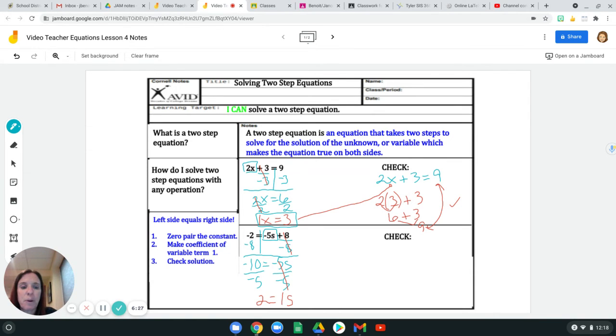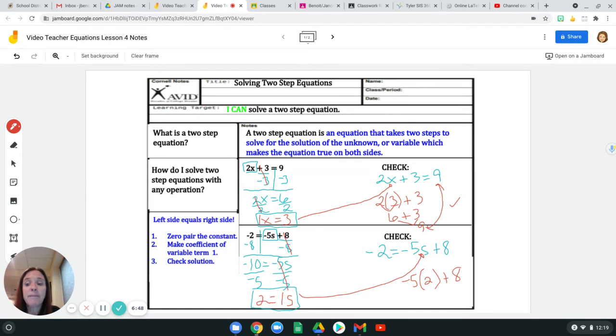All right, let's see if the solution we got is the true solution and makes the equation true on both sides. So I'm going to rewrite my equation first with my variable s, so I know where to substitute the 2, right? The 2 goes where the s is.